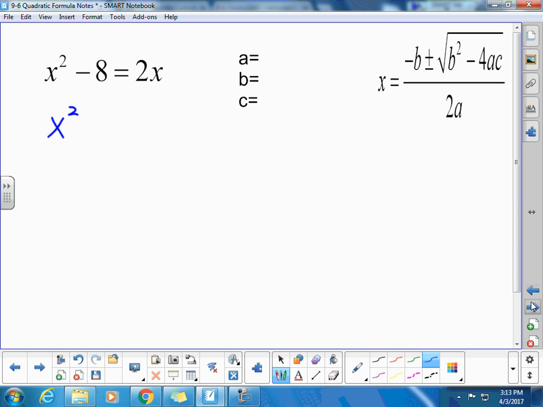So x squared, I would have subtracted that 2x, sorry, minus 8 equals 0. Label my a's, my b's, my c's. A will be 1, b is -2, c is -8. So ignore what we did on the other page. I obviously wrote the b part wrong anyway. So this is labeling my a's, b's, c's.